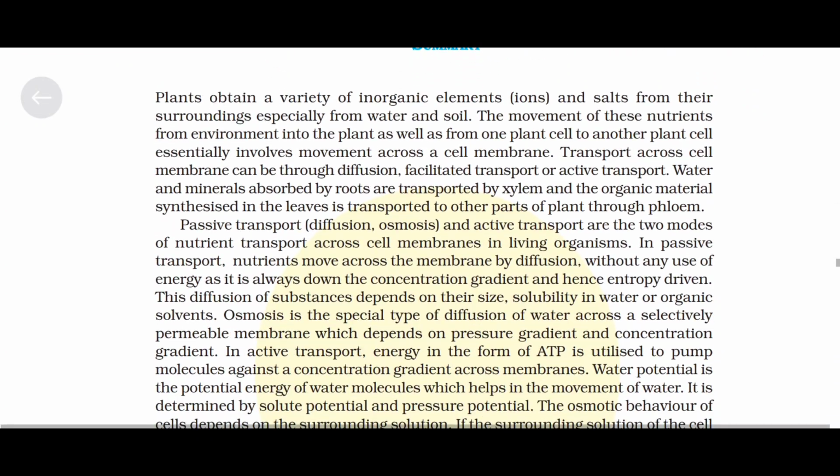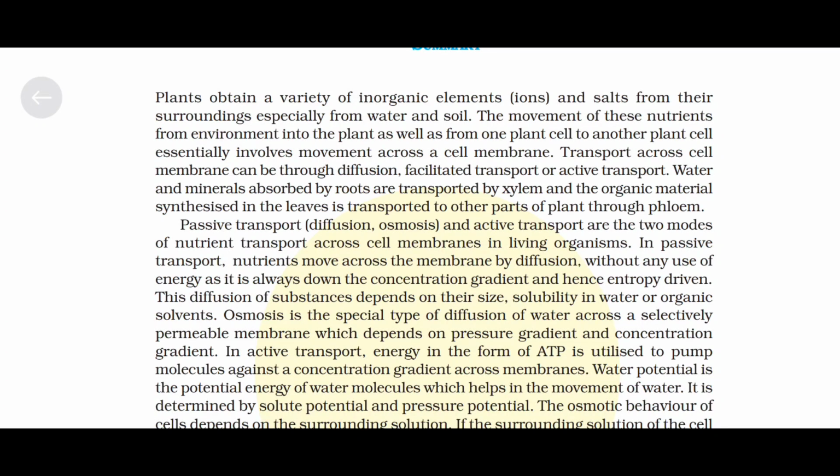Summary. Plants obtain a variety of inorganic elements, ions, and salts from their surroundings, especially from water and soil. The movement of these nutrients from the environment into the plant as well as from one plant cell to another plant cell essentially involves movement across the cell membrane. Transport across the cell membrane can be through diffusion, facilitated transport, or active transport. Water and minerals absorbed by roots are transported by xylem, and the organic material synthesized in leaves is transported to other parts of the plant through phloem.